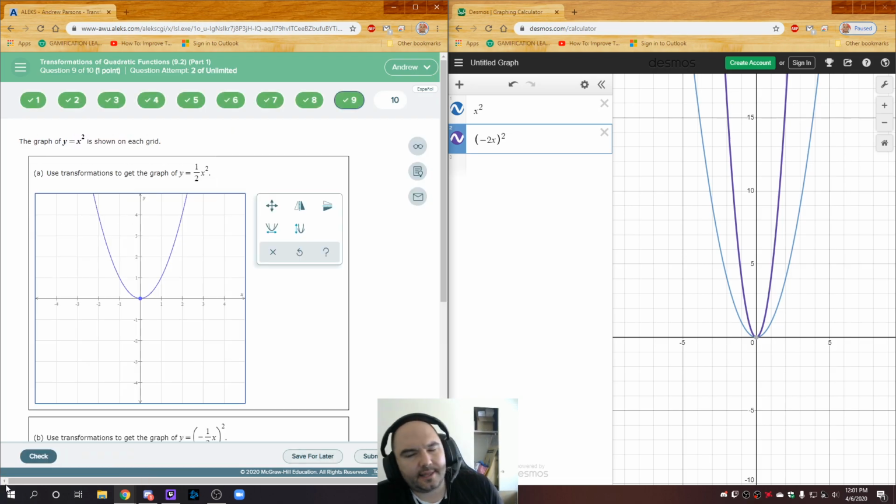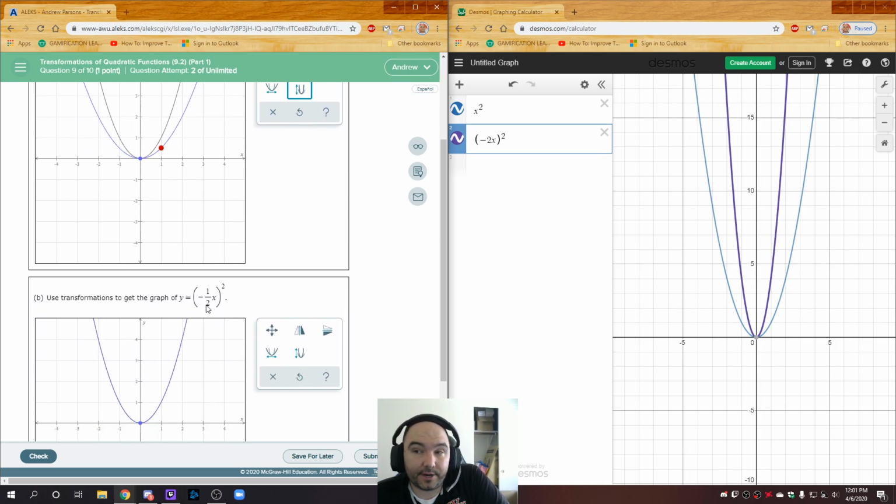Let's do one more of these. I think 10's a different kind of problem, so I'm going to do one more of 9. So again, 1/2. There's no negative, so I'm not going to do any reflections. And then 1/2 is not inside a parentheses, so this one is a vertical thing. It's half as tall. Vertical things always do what it says. If it's half, it's half. If it's 3, it's 3. Change it to what it is.